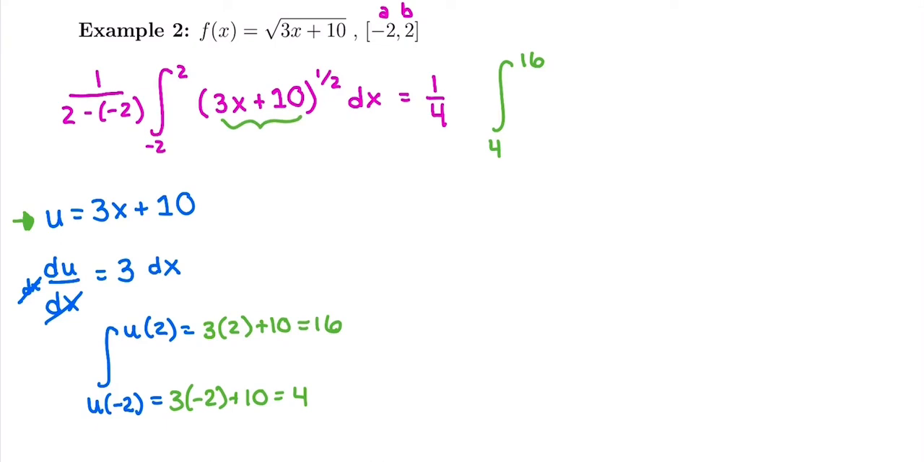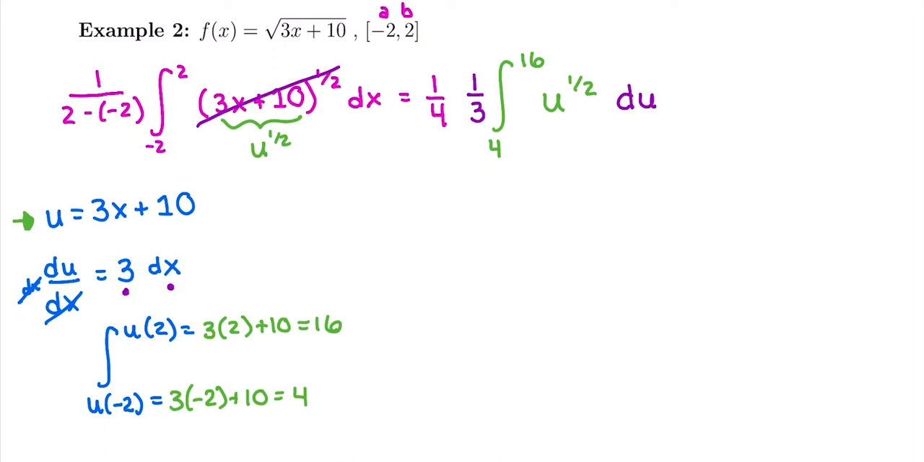This whole thing is u to the 1/2. And then I just want to make sure I have a perfect du so that I can do my integration. So I would need a 3 and a dx. I'm looking at what's left over when I sub in for u to the 1/2. And I don't have a 3. All I have is the dx. So what I have is 1/3 of my du.